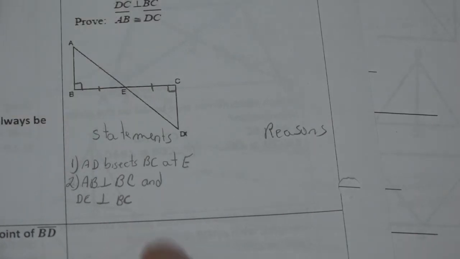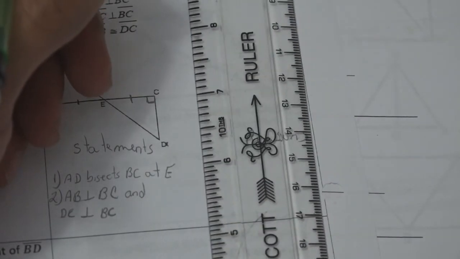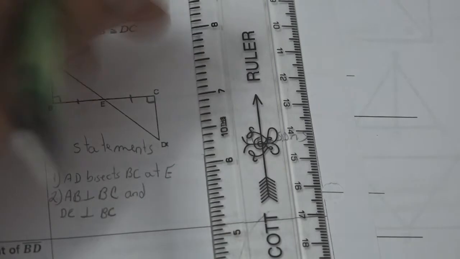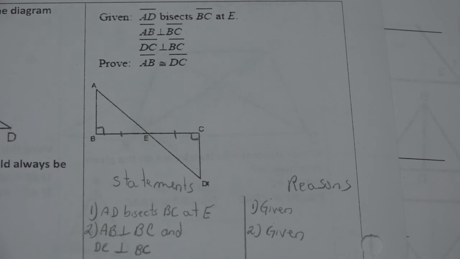So I am going to divide the columns, because otherwise I won't have space. Okay, so I made the division, so the statements and the reasons. So my first reason was given. My second reason was given. All right, good. Now let us go back up here. What else do I know?